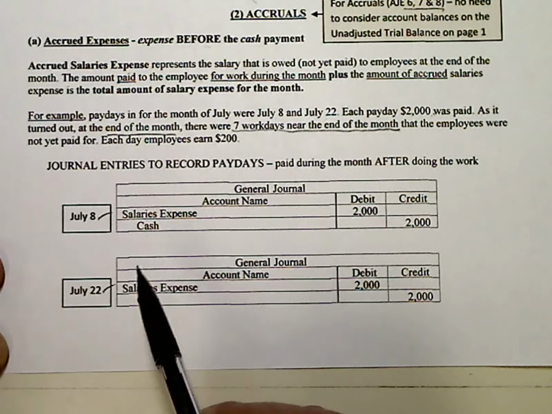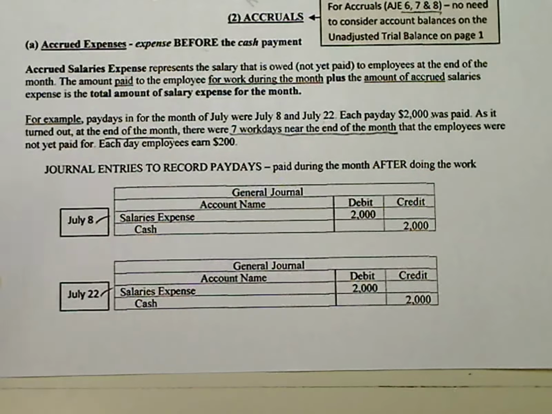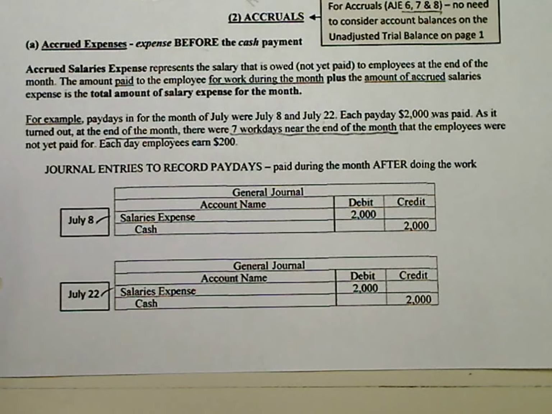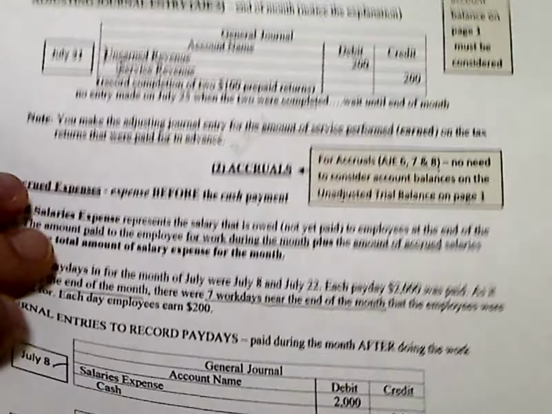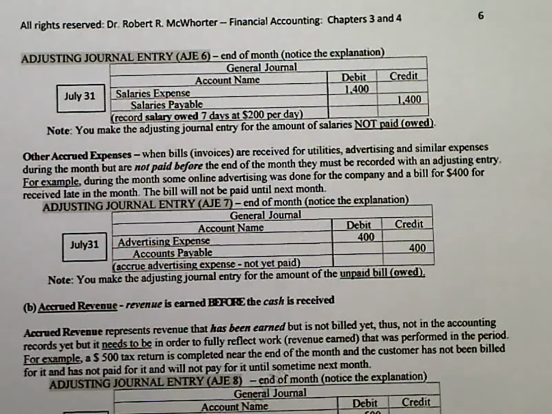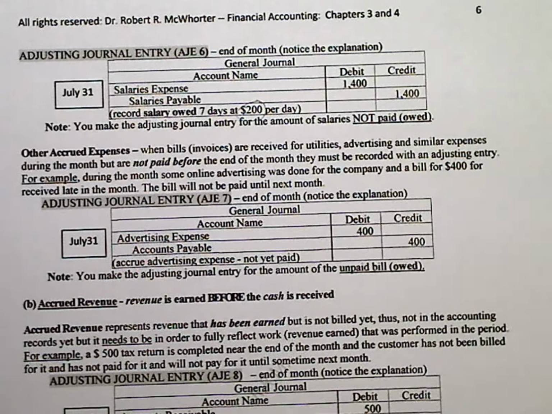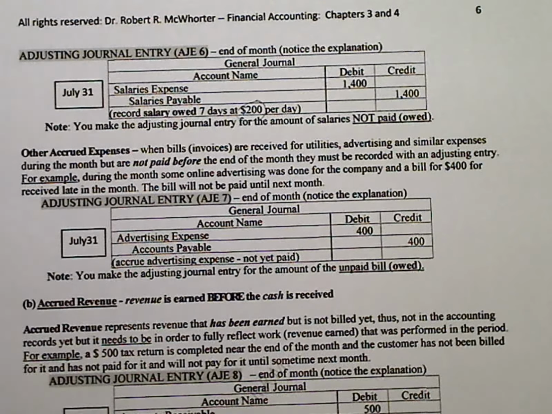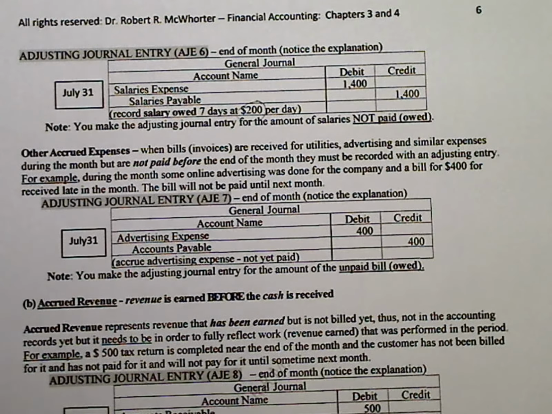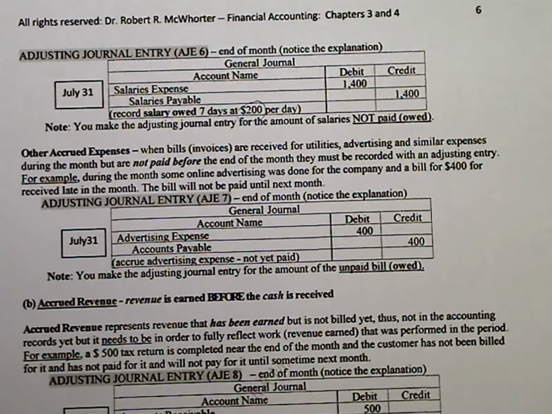Here's the 2 routine entries for the 2 payments we made during the year. If you look over to page 1, there it is, $4,000 salary expense that's been recorded. Now it's the end of the month. Remember, those 7 days, $200 a day we owe the employees, that $1,400, we need to accrue that expense. We need to reflect that fact in our financial accounts.